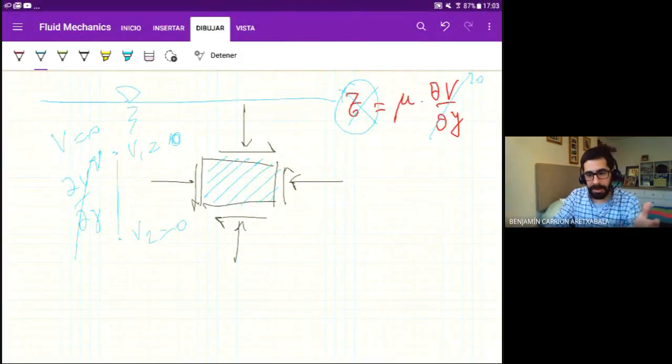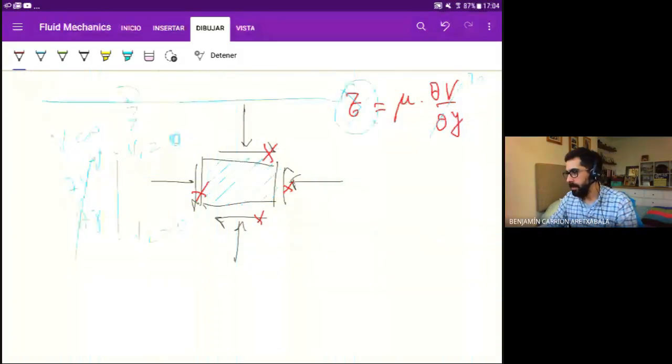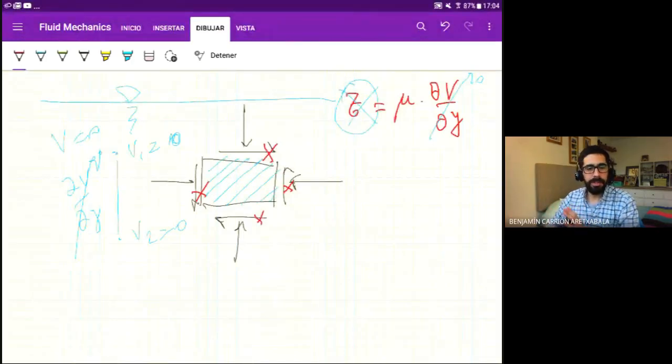And if tau is zero, then the shear stresses within a fluid are zero. That means that all of these guys are zero. And only the normal stresses remain. And what we normally call a normal stress is a pressure. So within a fluid at rest, the only internal stresses are pressure, which are these guys here. So this is pressure.